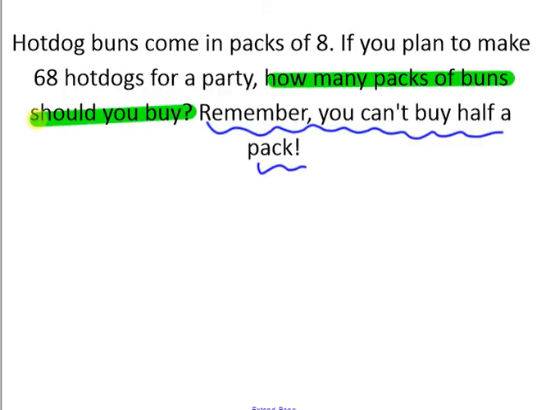Okay, and then we need to determine our operation. So let's see here. How many packs of buns should you buy? Well, we are dividing because we need 68 hot dogs. They come in packs of 8. So we're dividing it by the number of packs. Okay, so we're going to do 68 divided by 8. And then let's put it into the proper bracket here.